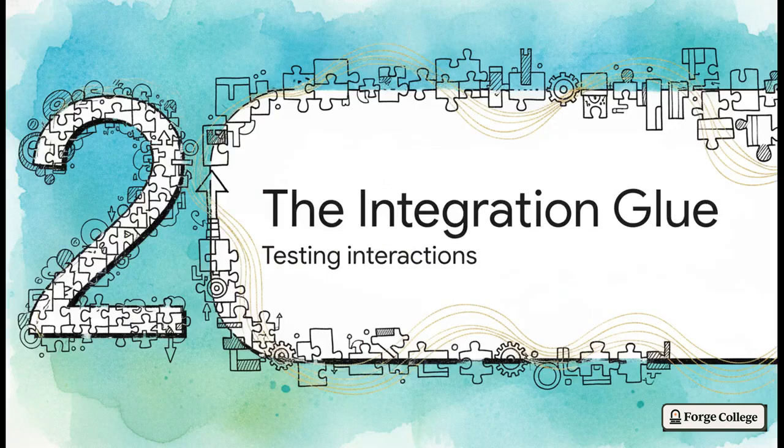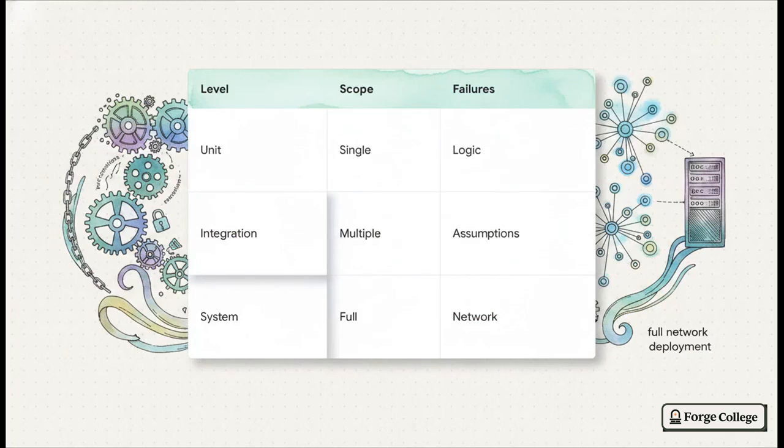Section 2. The missing integration glue. Testing interactions. When you look at the entire testing matrix, you can clearly see exactly where integration tests fit in. They sit right there in the sweet spot in the middle. They specifically target things like mismatched assumptions, race conditions, and those sneaky permission gaps that really only rear their ugly heads when two or more contracts try to compose a behavior. Now, system tests handle the full network deployment, sure, but integration tests? They are your essential glue.